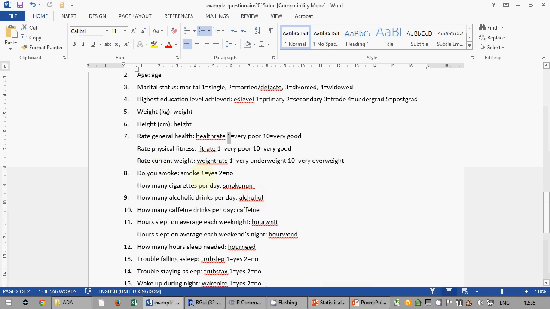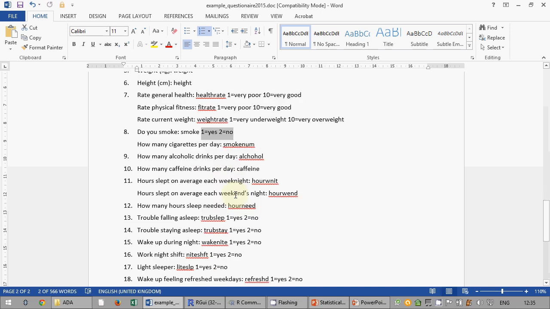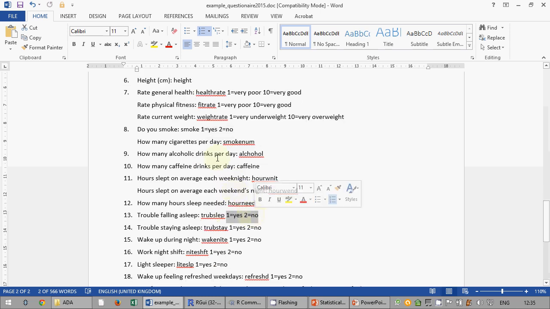Concerning cigarettes, 1 is yes and 2 is no. Okay. Always use the same coding. If you use 1 yes and 2 no here, use it also here. Don't use 1 yes and 2 no here, and here 2 yes and 1 no. Otherwise you will make a chaos. How many cigarettes per day will be variable smoke num.